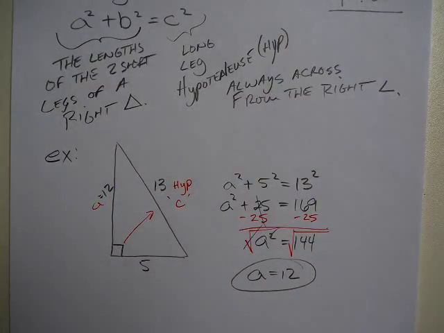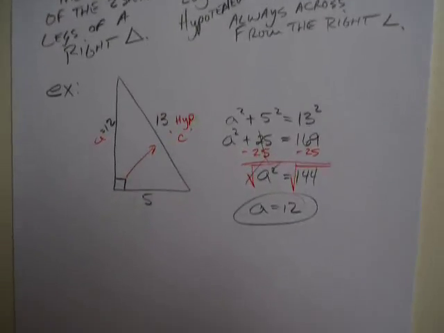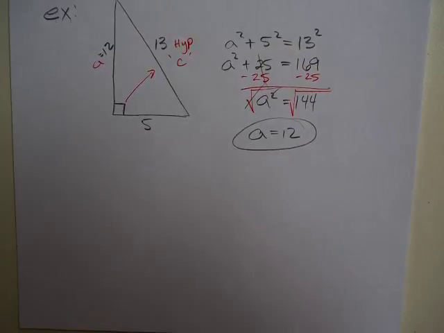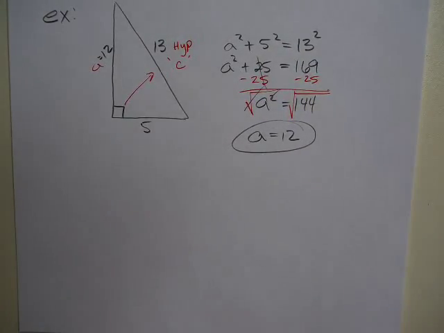Now that makes this triangle, it's not Pythagoras' perfect triangle, but it makes it a Pythagorean triple because we have three whole number values, the 5, the 12, and the 13, that make up a right triangle. So far, so good? All right, let's look at another example.